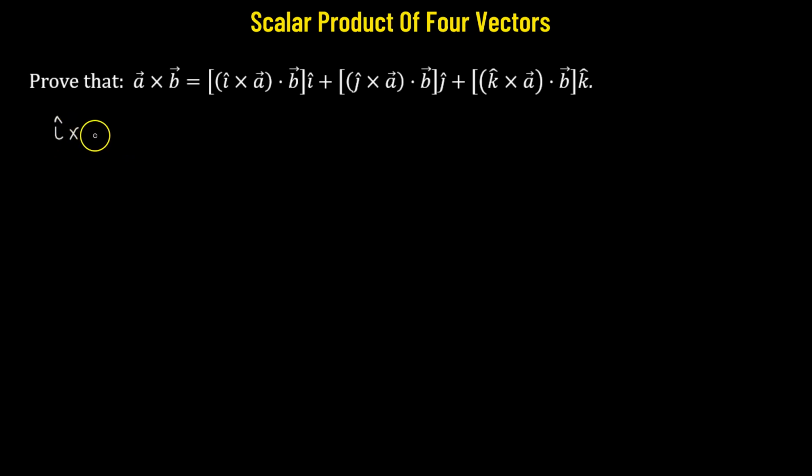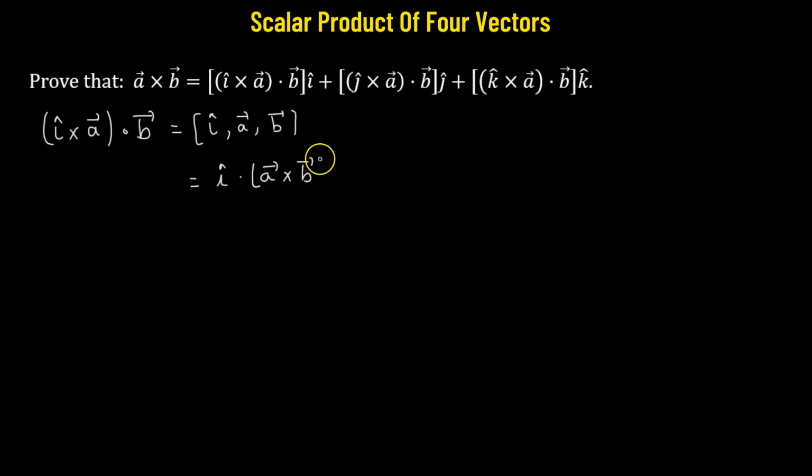We have the vector I cap crossed with vector A dotted with vector B. By definition, this is the scalar triple product between the vector I cap, A vector, B vector. This can also be expressed as I cap dotted with vector A cross B, which means exactly the same thing. Now I cap can also be expressed as the vector cross product between the unit vectors J and K. So we have used J cap cross K cap instead of I cap, and this will be dotted with vector A cross B.